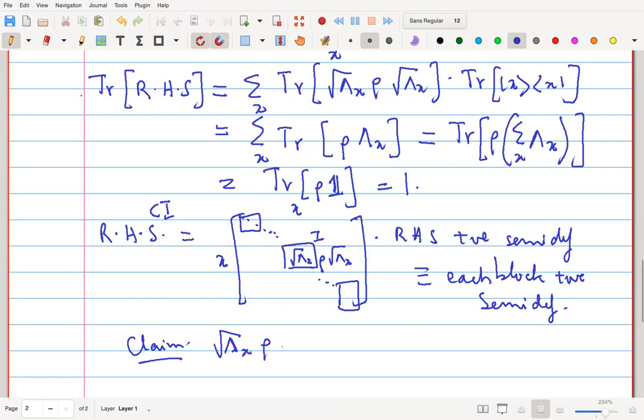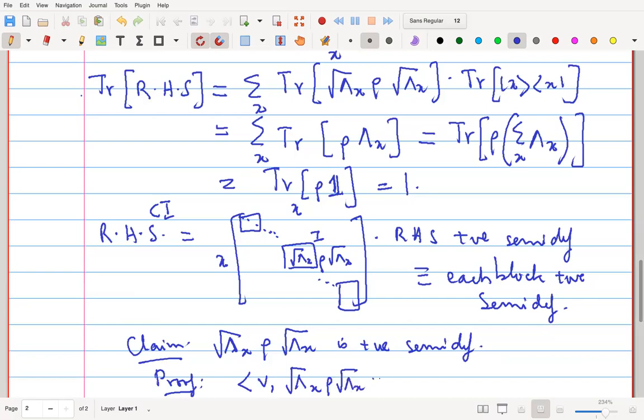Square root lambda x rho square root lambda x is positive semi-definite. So the proof is simple. Let us say I take a vector v, and I'm forming the inner product v, square root lambda x rho square root lambda x. I'm forming the quadratic form. And now I'll use the property of the adjoint, which I said.